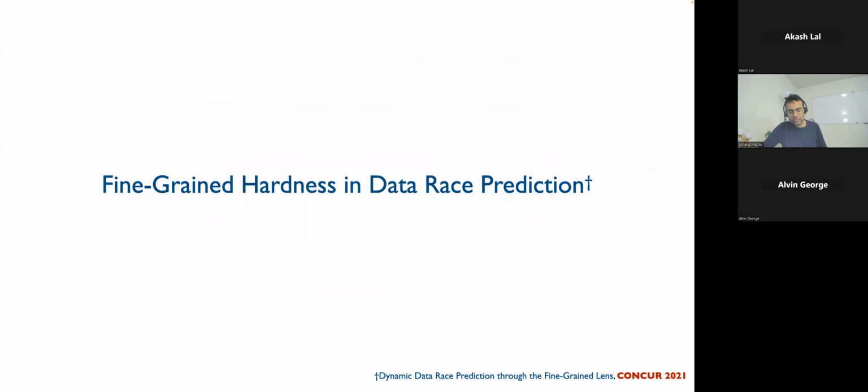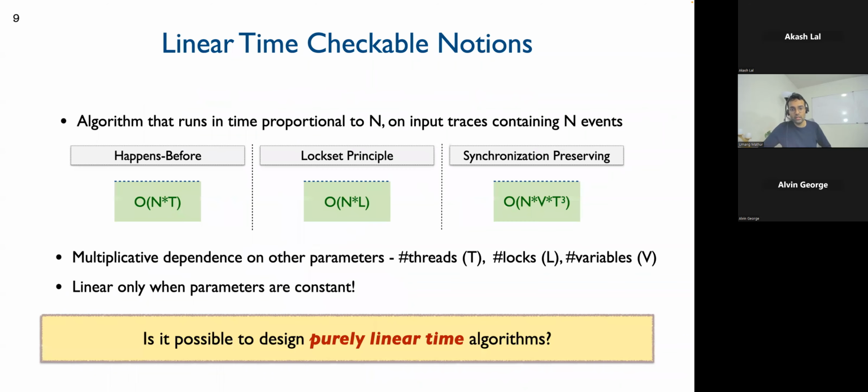Then we continued this line of exploration and asked an even more fine-grained question. Whatever techniques we've seen so far that work in practice are almost all linear time. But they're only linear time when you consider some of these parameters as constant, like the number of threads or number of locks. And so the question that we wanted to ask was, again, can you actually come up with a purely linear time algorithm or not?